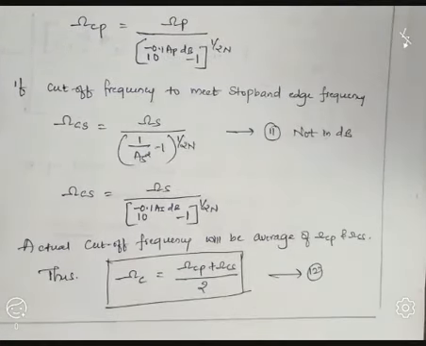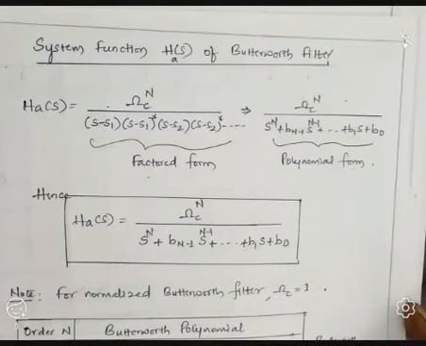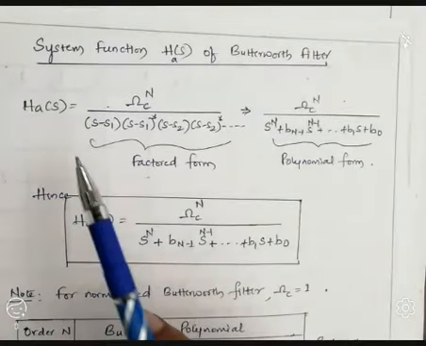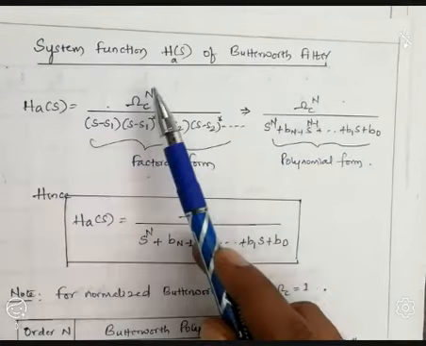The last parameter for the Butterworth filter is the system function of the Butterworth filter. How to calculate the system function of the Butterworth filter? This is the equation for calculating the system function. HA of S equal to omega C, which is the cutoff frequency, to the power n, the order of the filter, divided by S minus S1, its complex conjugate, S minus S2, and so on. Or we can also express it in short, HA of S equal to 1 divided by S minus Sk. See, LHP stands for what?